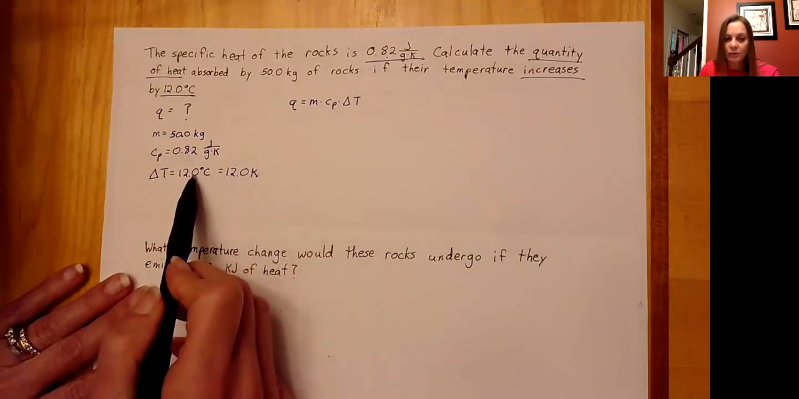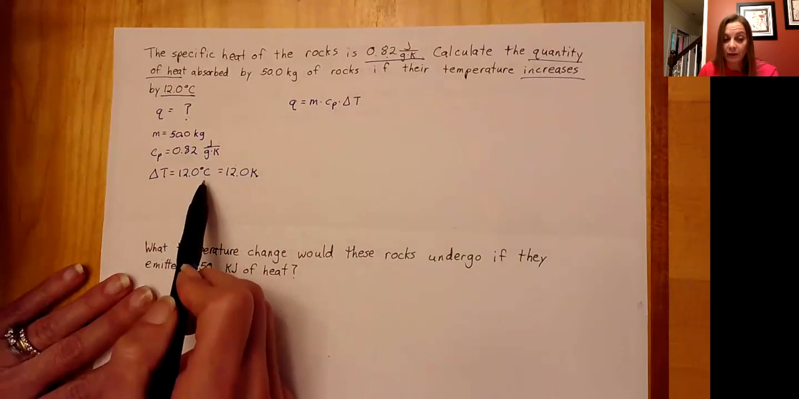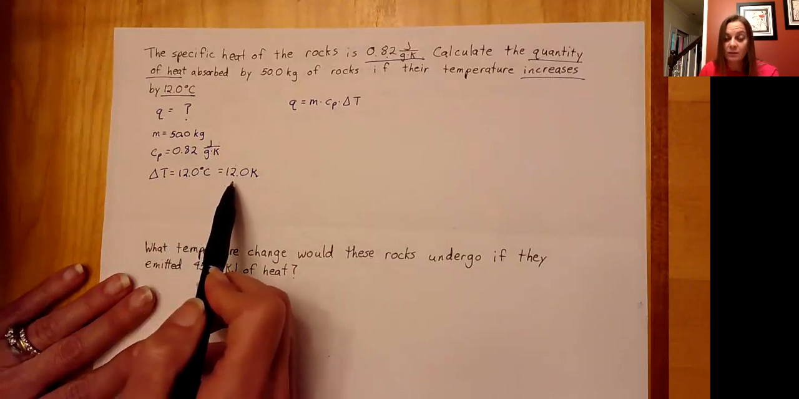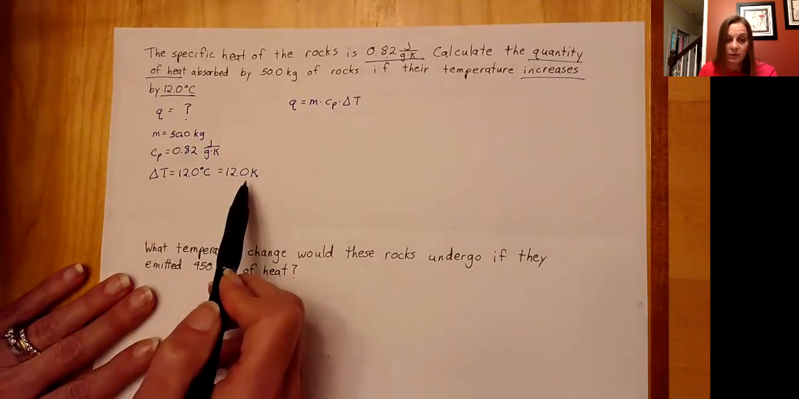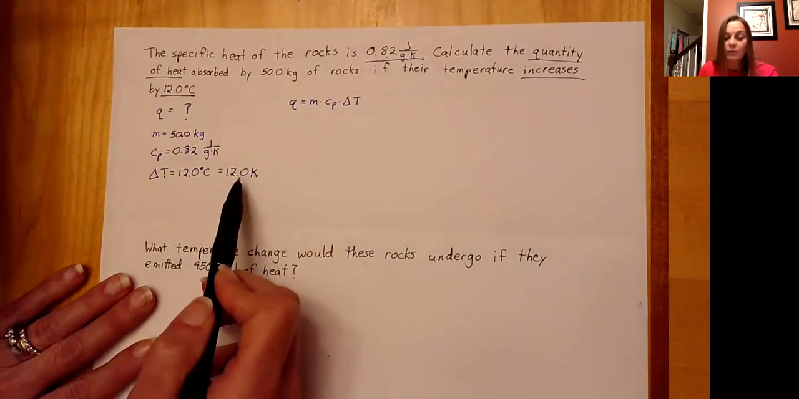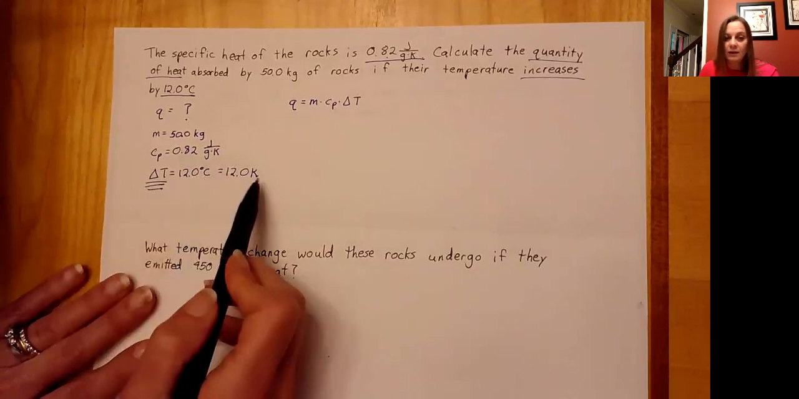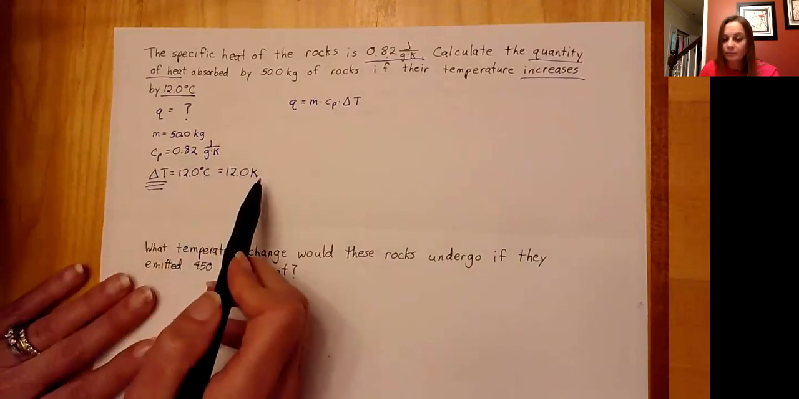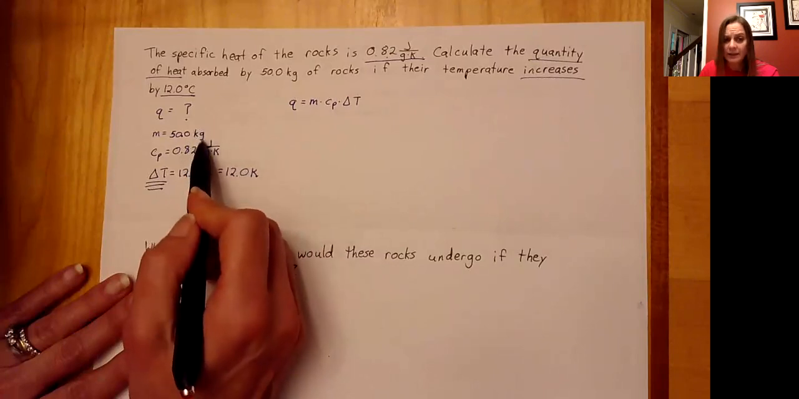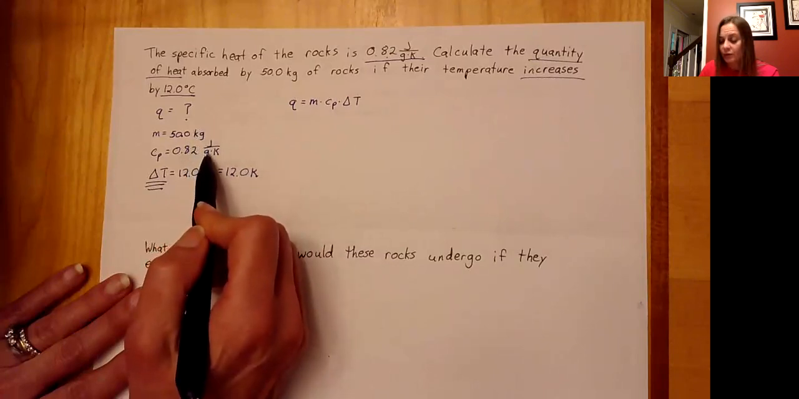Whatever the initial temperature in Celsius was plus 273, and whatever the final temperature was in Celsius plus 273. So when we do that subtraction problem, both of those 273s go away. So when we're talking about a change in temperature, Celsius and Kelvin are equal. Now I need to get the mass into grams in order to work with this unit.